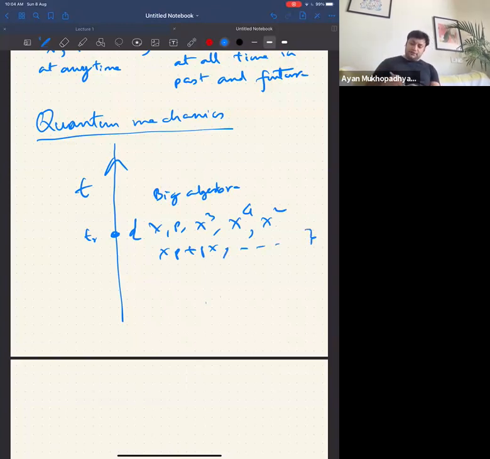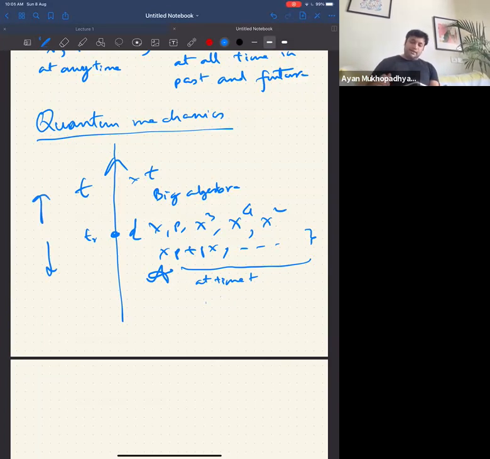And if we know all the values of this algebra, let me call it A, at any time t, then we know the values of this object. So if I know the values of all these observables, all these Hermitian operators at time t, then I know all these observables at some other time, both in the past and in the future.